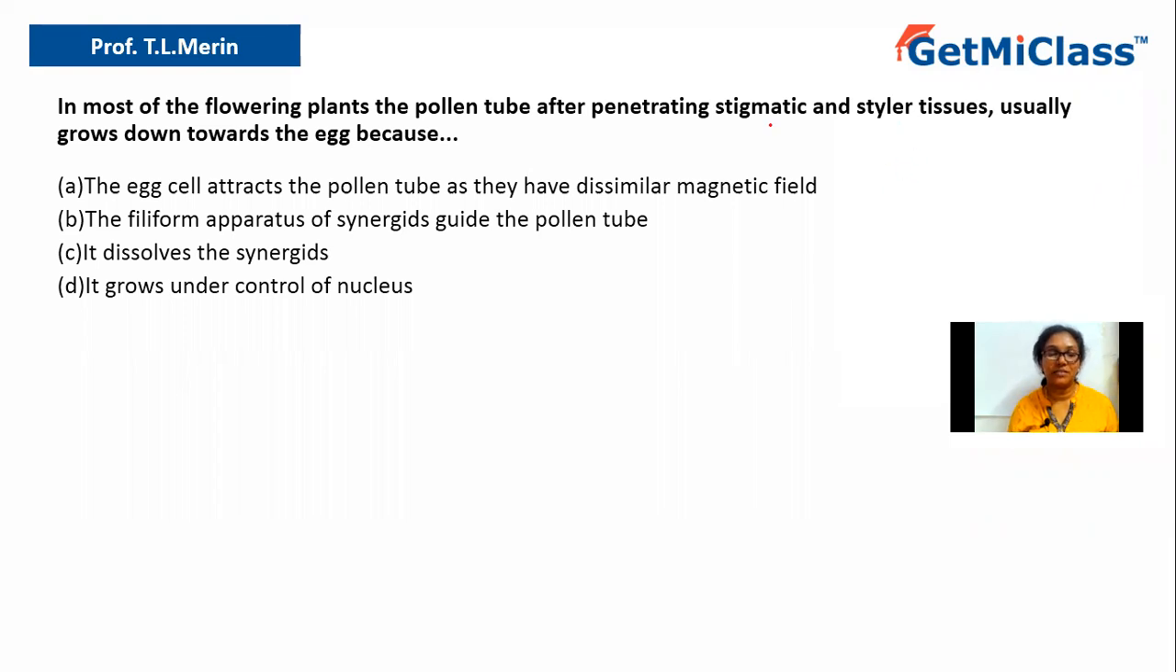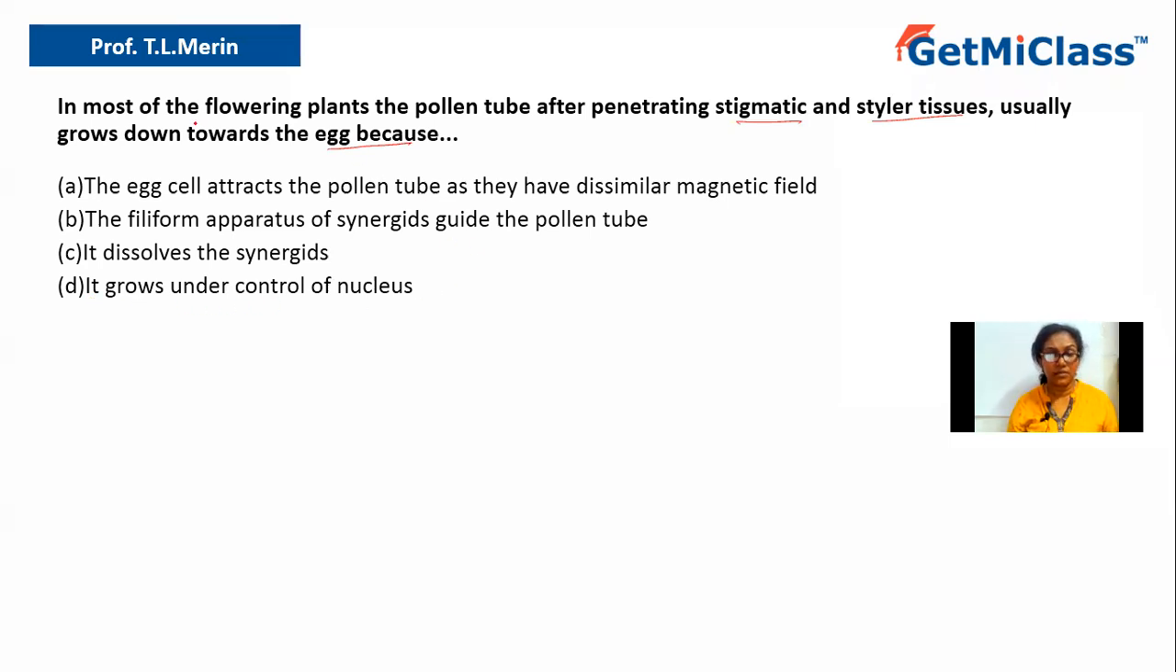Today we are going to solve this question which says: in most of the flowering plants, the pollen tube after penetrating stigmatic and stylar tissue usually grows down towards the egg because, and the options are: option A, the egg cell attracts the pollen tube as they have dissimilar magnetic field. Option B, the filiform apparatus of synergids guide the pollen tube. Option C, it dissolves the synergid. Option D, it grows under the control of nucleus.